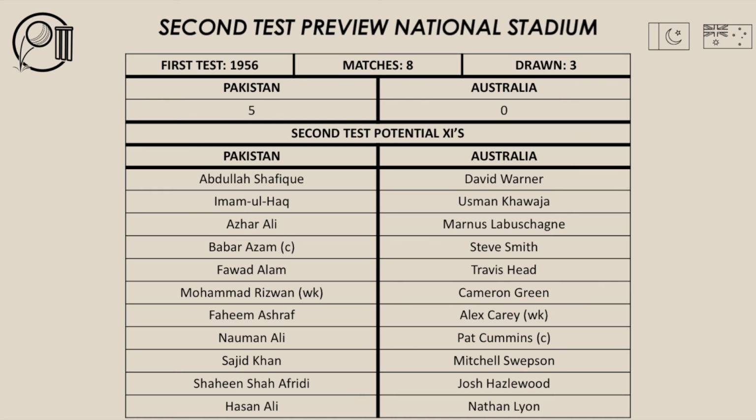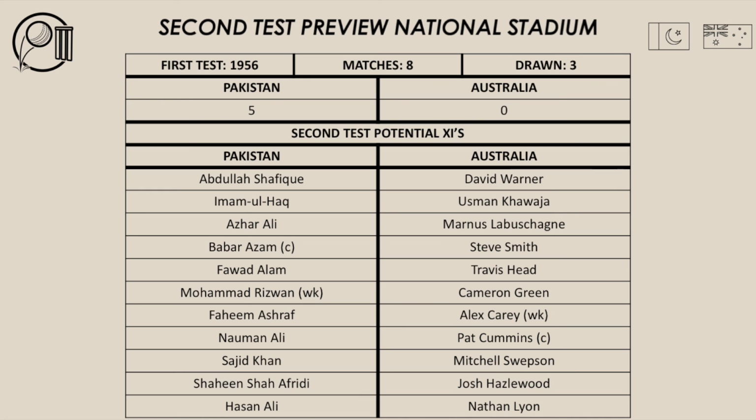And both of these 11s could be the potential 11s for both teams for this second test match at the National Stadium. Who's going to win this second test at the National Stadium? I can't choose a winner. This test match could go either way and could be an arm wrestle at Karachi. The pitch would be more favourable for the spinners. Whoever wins here at Karachi will be in the box seat to win the test series.